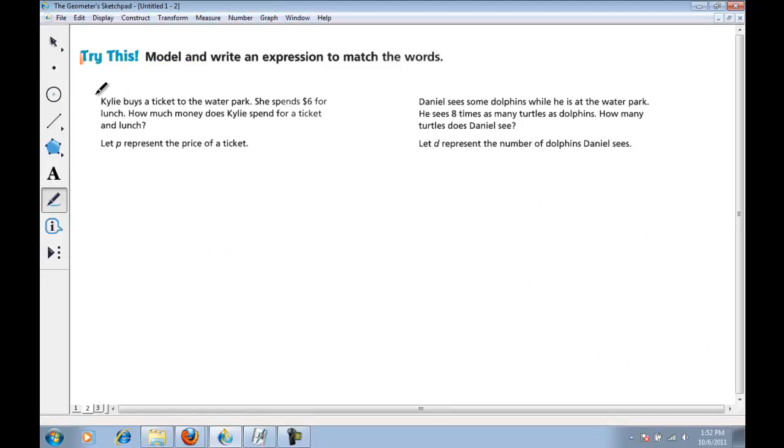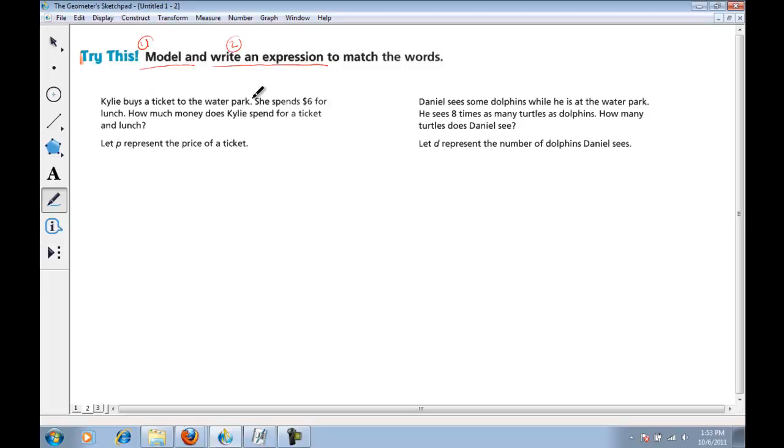Now we're going to look at a word problem, and we're going to model, which means draw a picture of this to match the words, and then we're going to write an expression. So the first thing we're going to do is draw a picture or make a model, and then we're going to write an expression. So let's look at this one.